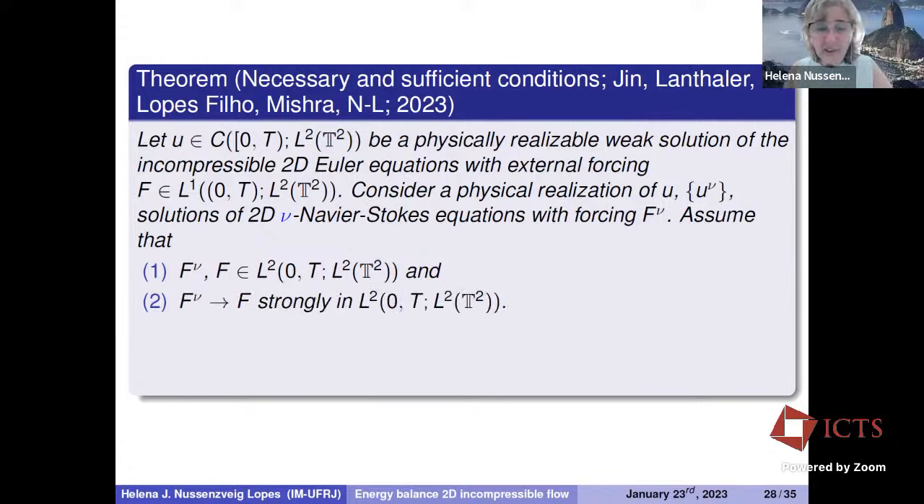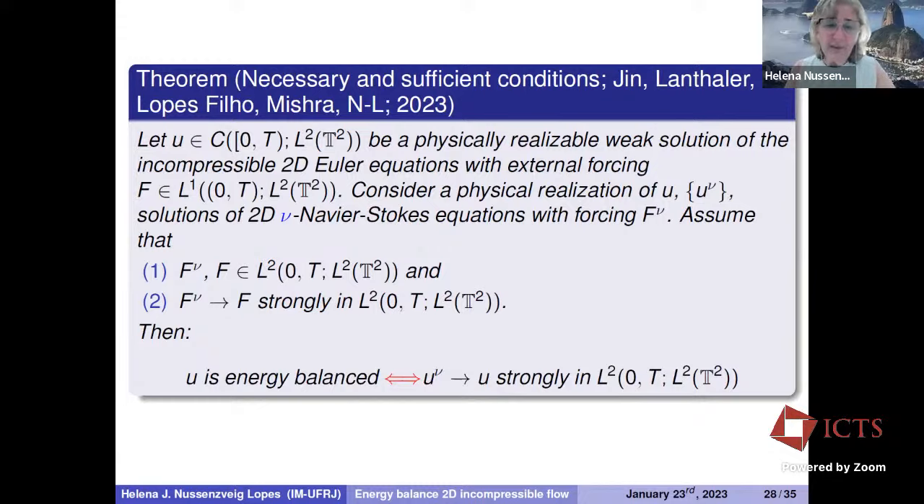The forcings converge strongly in L2 in time and L2 in space. But notice that there is no more condition on the initial vorticities, the viscous vorticities, and no condition on the curl of the forcing. Everything is done at the level of the velocity.